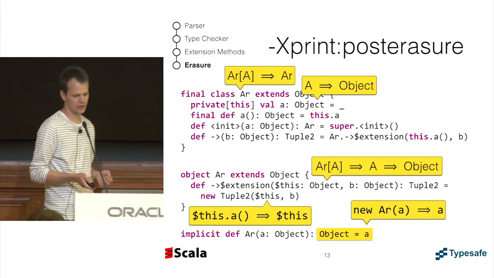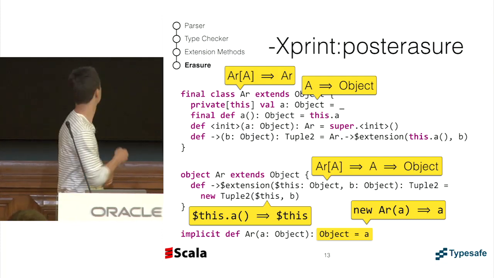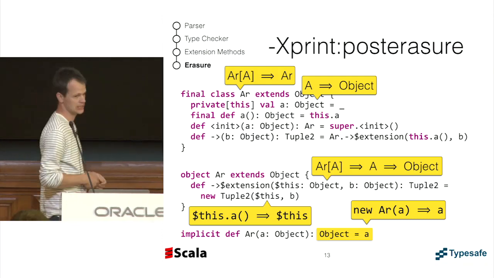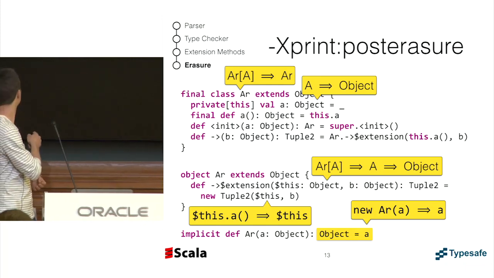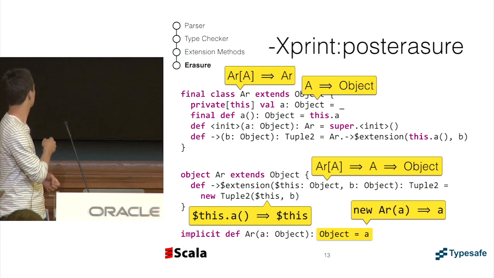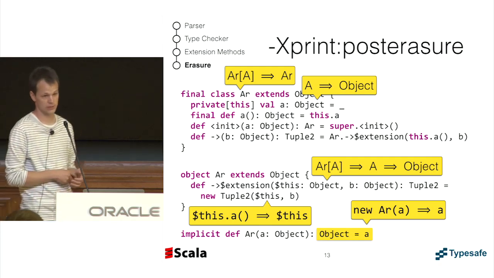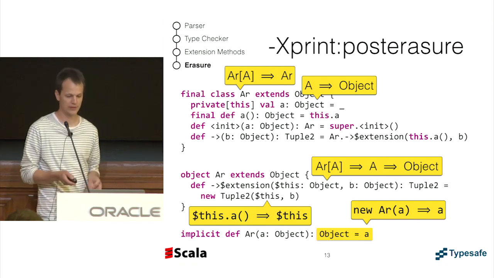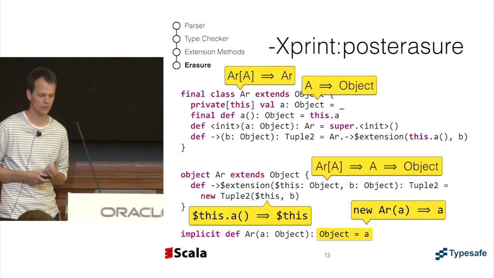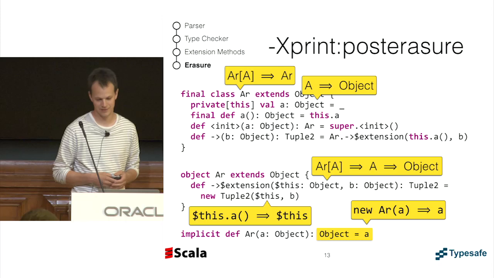So the first thing erasure does, it removes type parameters. So the Arrow of A class becomes simply Arrow. And all references to the A type parameter within the class become erased. They get erased to Object. Okay. So the field that you have in the Arrow class will be a field of type Object, which can hold anything if we box.